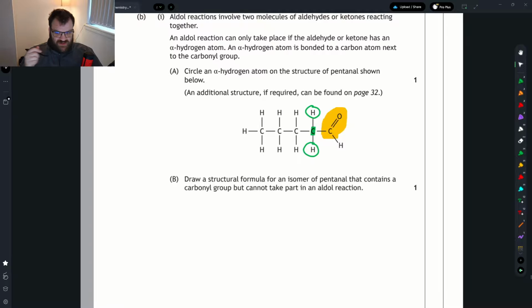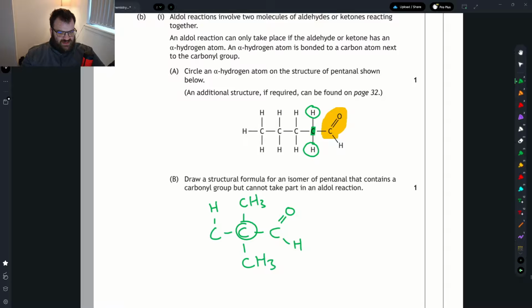Our next question wants us to find an isomer that will not carry out an aldol reaction. So it will not have an alpha hydrogen. What we could do then is, if we take a carbon off the left-hand side and put it coming off at the top, that blocks off the potential site here. And if we do the same at the bottom, now the carbon next to the carbonyl group has no hydrogens on it, so it won't be able to carry out this reaction.